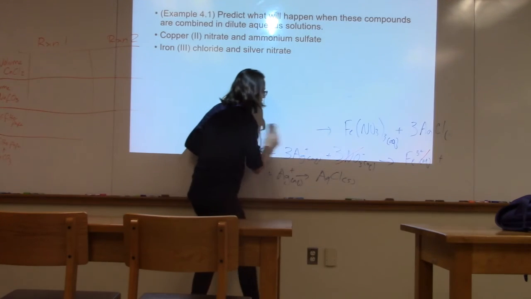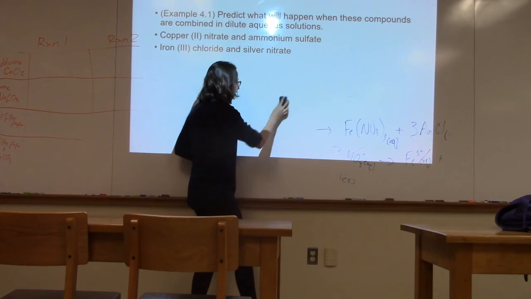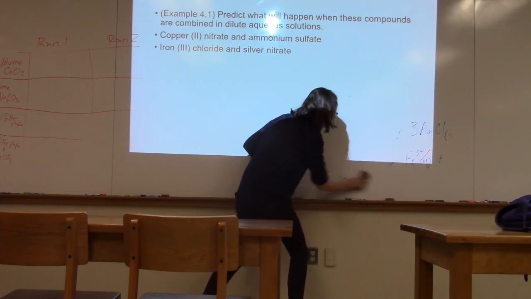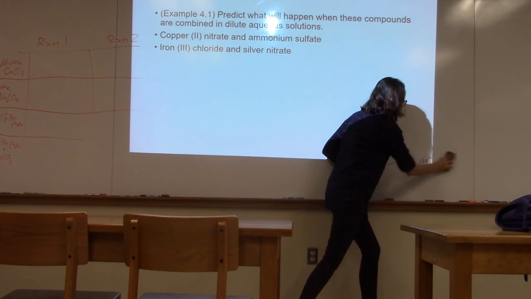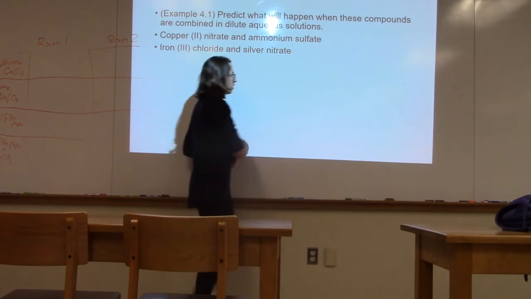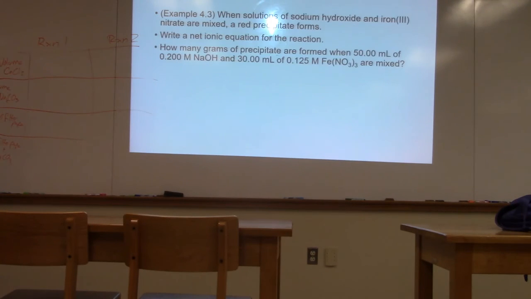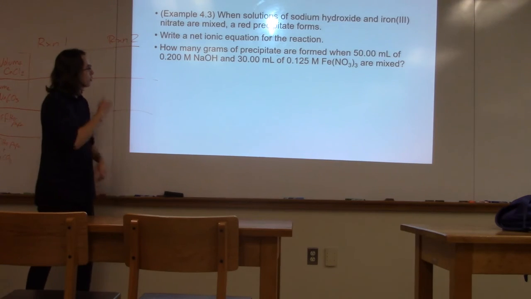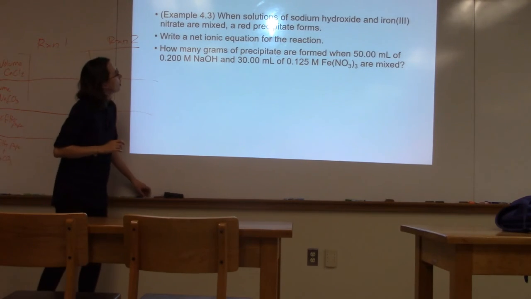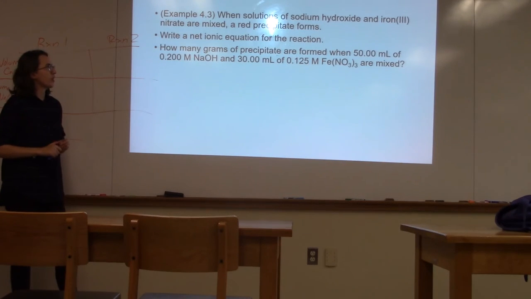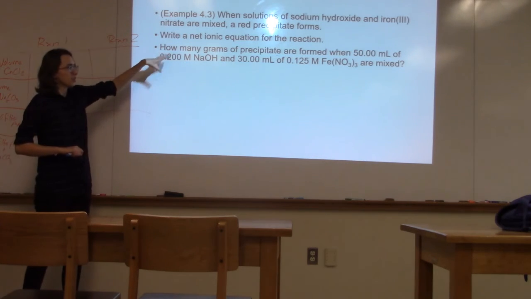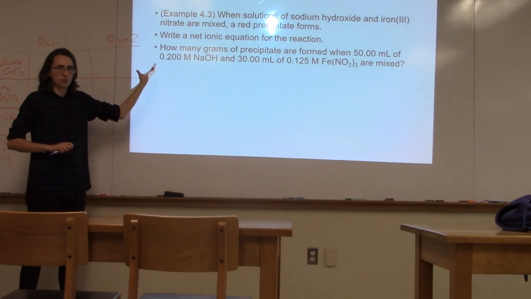So, just like we can do, alright, with the precipitation reaction, we can do stoichiometry just like we can with any other reaction. I'm going to skip ahead to this one. We've got solutions of sodium hydroxide and iron 3 nitrate. When they're mixed, we get a red precipitate. I want the net ionic equation for the reaction, but then I'm going to use that to find how much product we get.